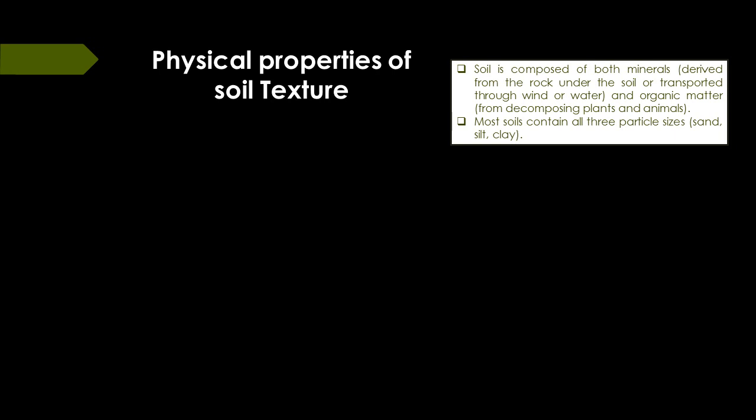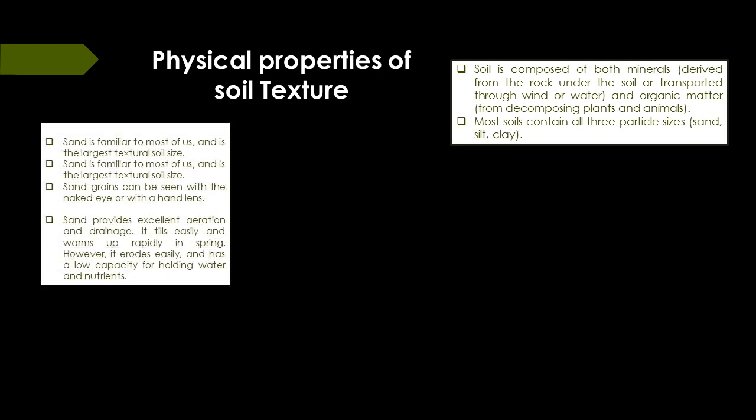The mineral portion of soil is identified by its texture. Texture means the relative amount of sand, silt and clay in the soil. These three terms refer only to particle size, not to the type of mineral that comprises them. Sand is familiar to most of us and is the largest textural soil size. Sand is the soil having the largest particle size.